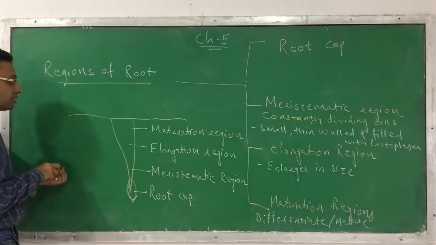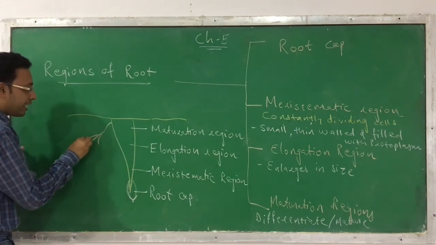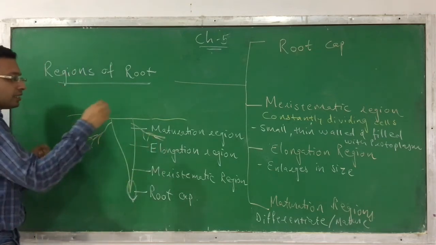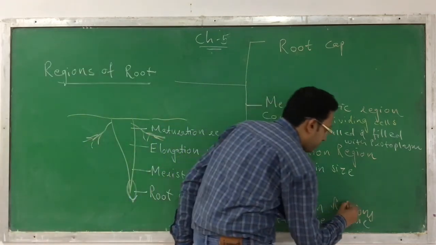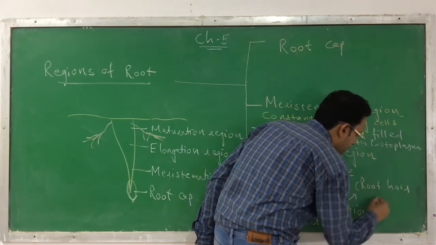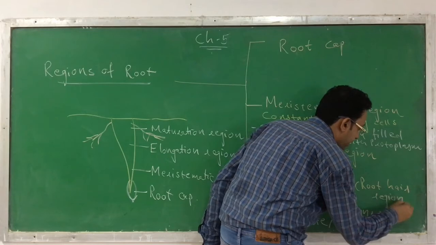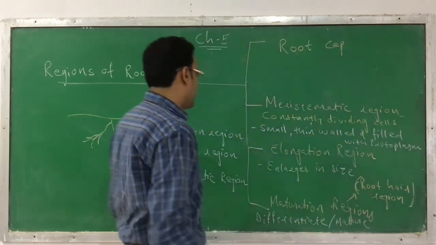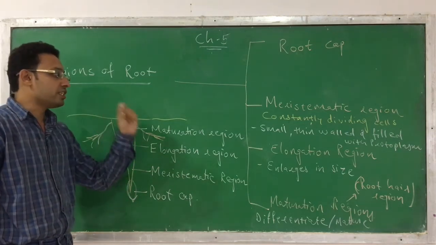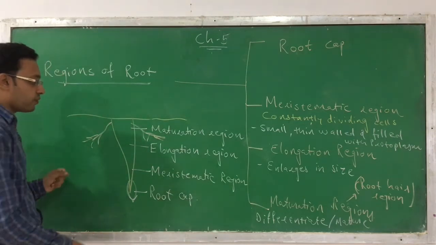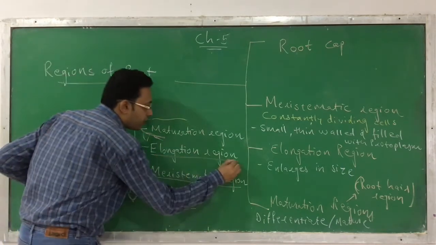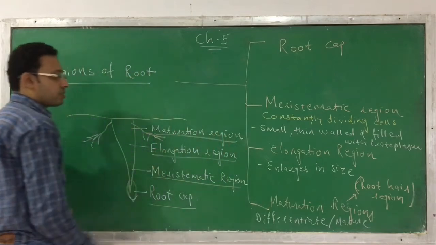From this region, the root hairs develop, small hair-like structures. Hence, this maturation region can also be called the root hair region. Why is it called the root hair region? Because the root hairs develop from this maturation region. That's why it is called the maturation region or root hair region. So these are the four regions of a root: root cap, meristematic region, elongation region and maturation region.